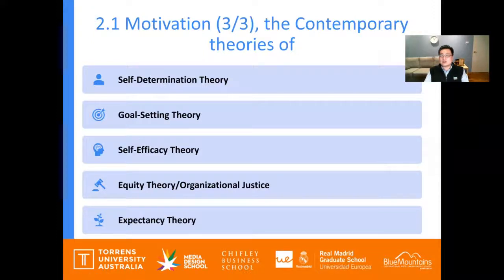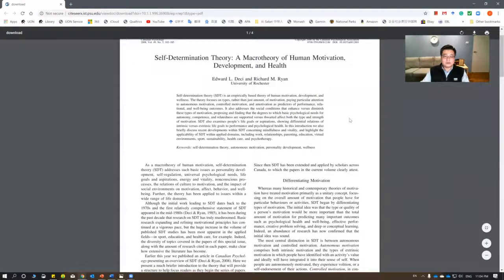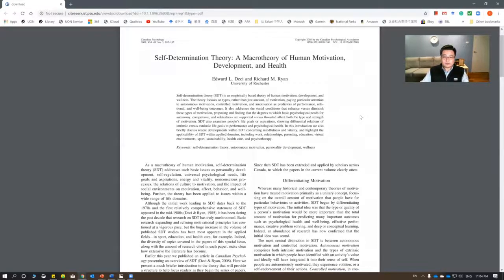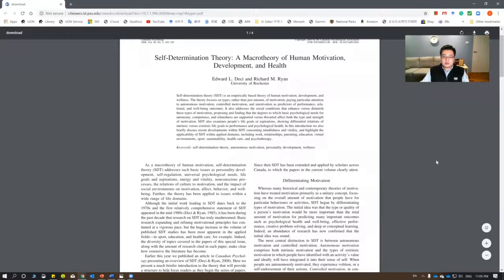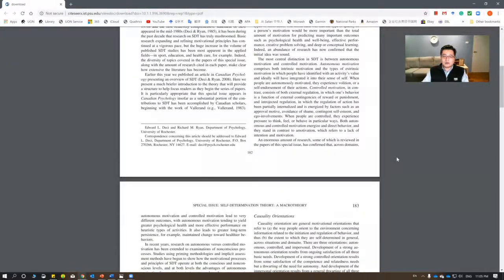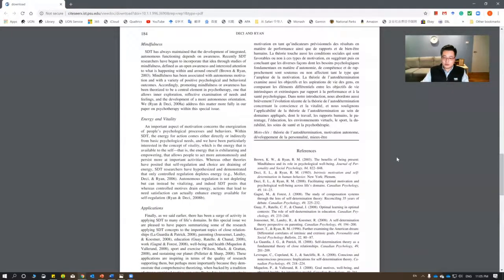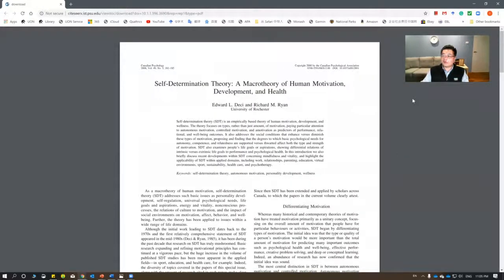The next one is the contemporary theories of motivation. Yes, I know I'm talking about many theories, because they're so important. The first one is the self-determination theory. I'm going to provide you some reading materials on the blackboard. I'm downloading this paper. If you could see that, this is an article, self-determination theory: a macro theory of human motivation, development, and health. So I'm going to attach this report. This is a journal article. It's a short one. It's not a proper academic journal article, but it's published in a good journal. I'm going to attach this to the blackboard so you could have a read.